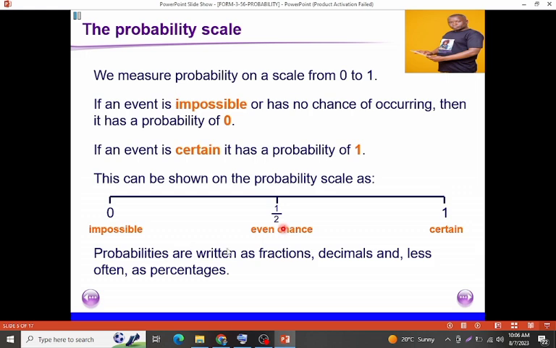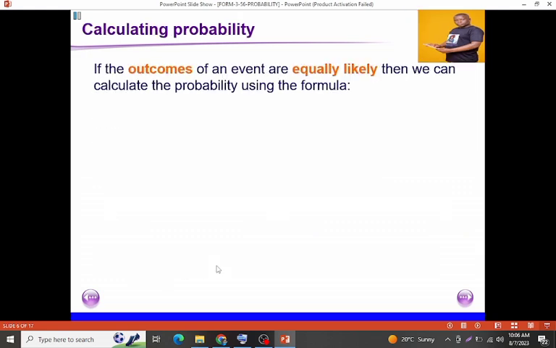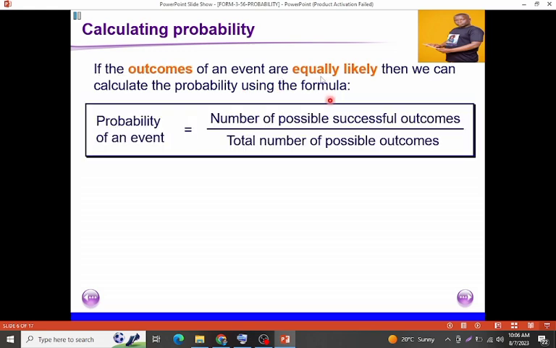So probabilities are written as fractions. They can also be written as decimals. And in very rare situations do we represent them as percentages. Let's look at how we calculate probabilities.